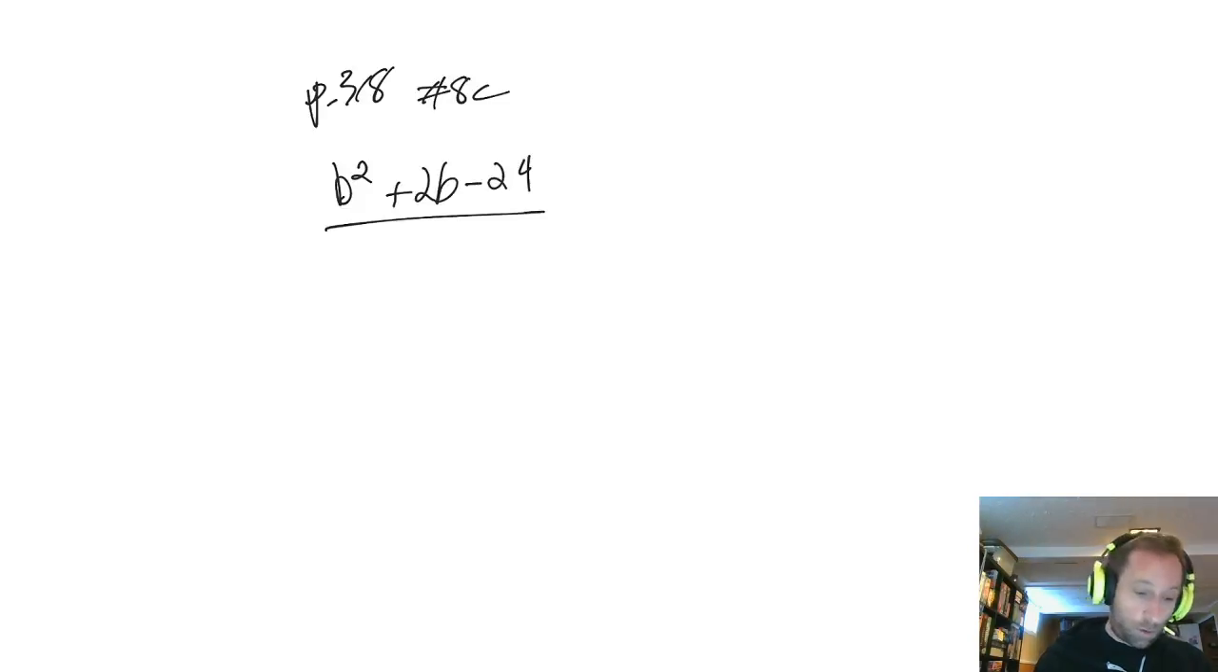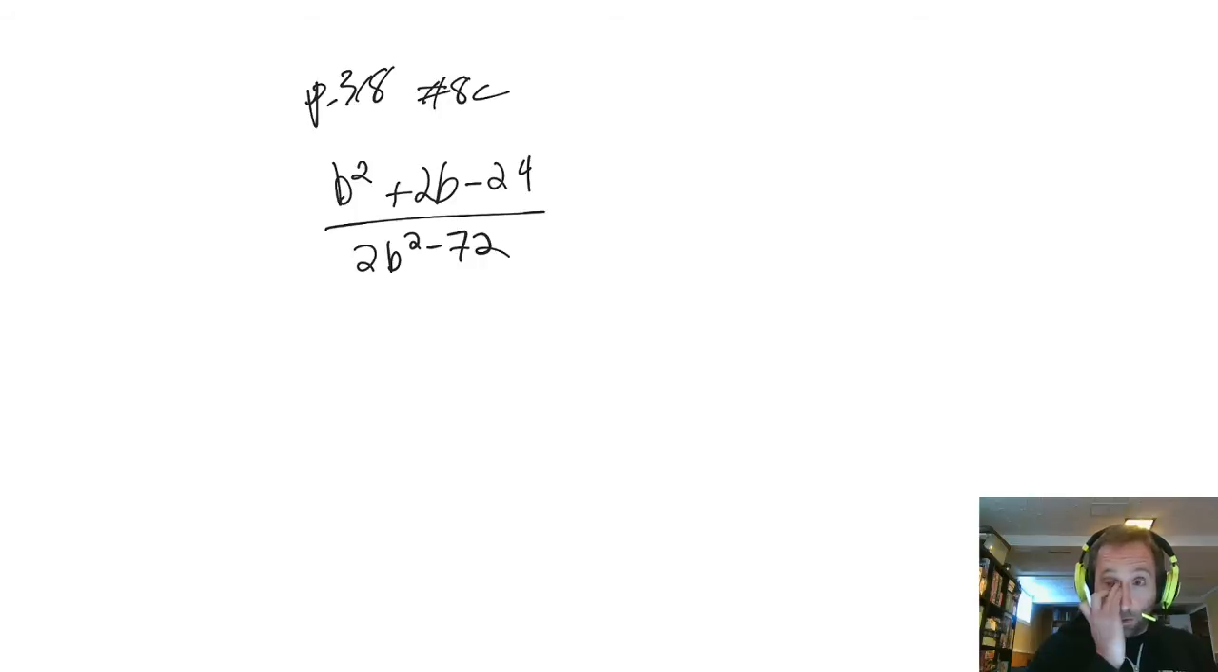Okay, so 8C. So page 318, question number 8C. So this is b squared plus 2b subtract 24 over 2b squared subtract 72. All right.